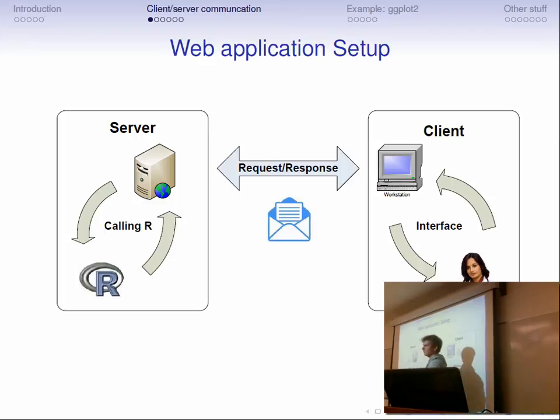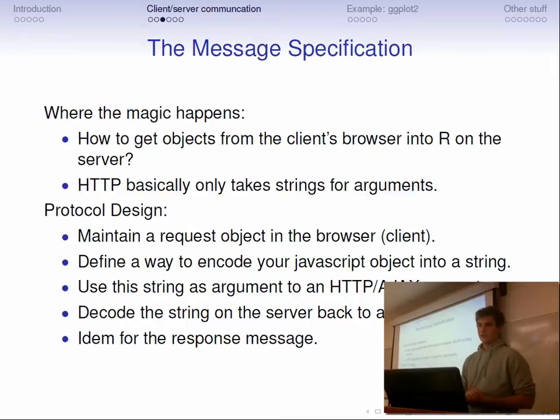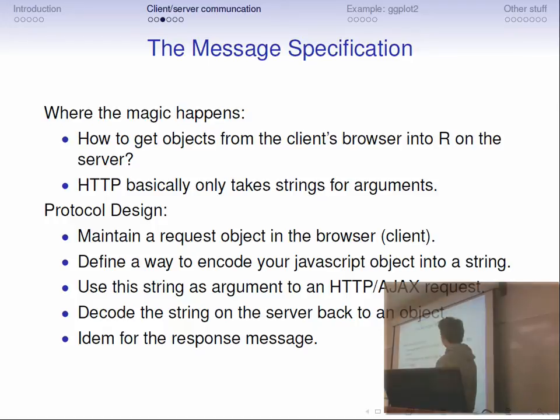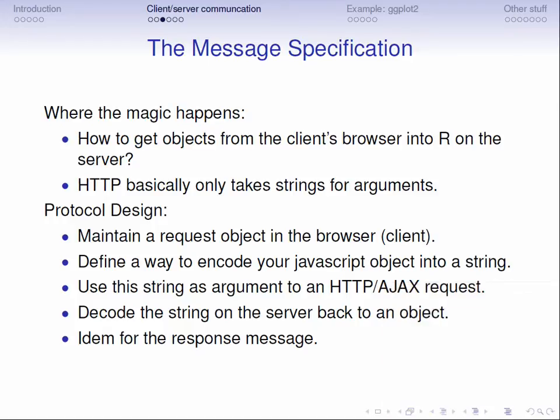What's the core of a web application is kind of the protocol, how these requests and responses are formatted, what exactly is communicated between the browser and the server. So the message specification, that's how I call it. So the big question is, how do I get my objects from the client browsers onto the R server? So in the ggplot application, I was creating this configuration of the plot in the browser, and then at some moment I want to send that entire object to the server, and so how do I do that?